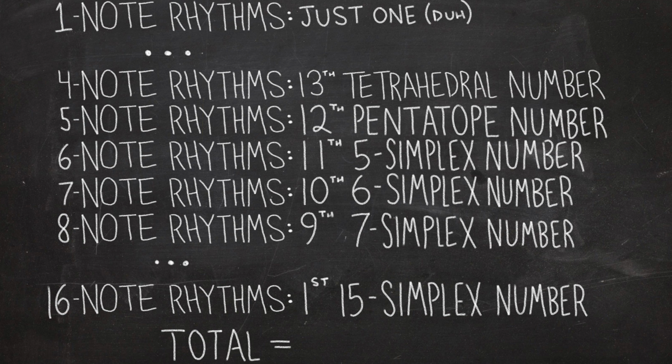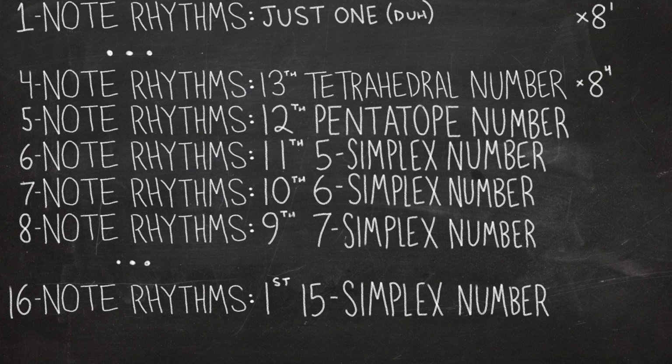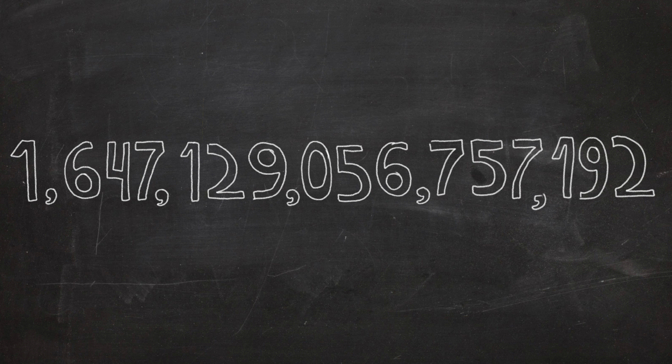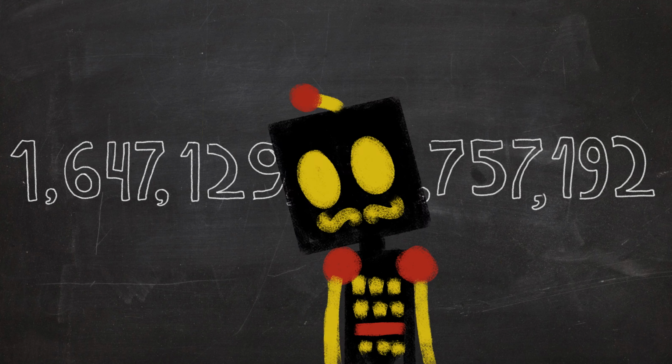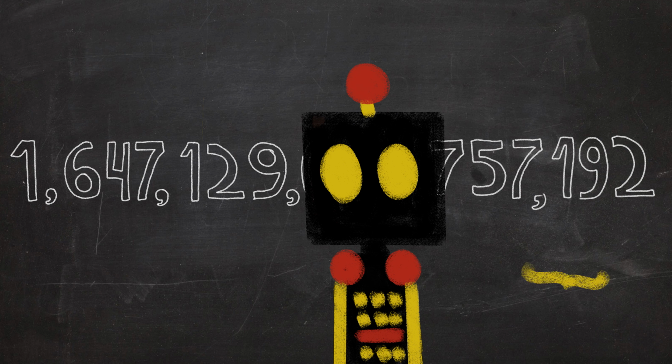Sure enough, when we add all these values together, we get 32,768 rhythm possibilities, the same number we calculated before. So that's a pretty foolproof guarantee that our math is correct. However, now we can go row by row, multiplying the number of rhythm possibilities by the number of pitch possibilities for each row, and then adding up the grand total for our final answer. Here it comes, the moment you've all been waiting for. Ladies and gentlemen, the number of unique musical compositions you can fit in one 4/4 measure is 1,647,129,056,757,192. So yes, humanity is a long way from running out of new music.